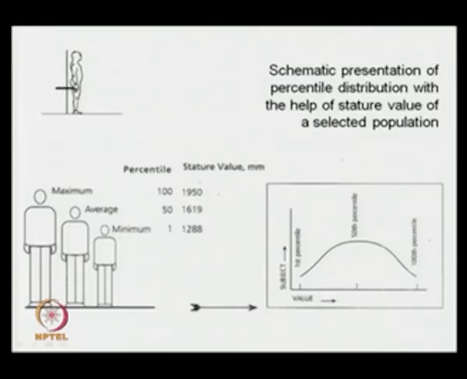Now, if we transfer this into a diagram, in this graph, suppose this is the value in millimeter, and this is the subjects. So, 1% data is here, 50th percentile here, and 100% like this way. So, the total graph comes like this. This total bell shape curve is possible if our sample size is proper.